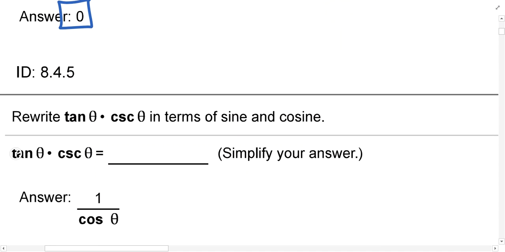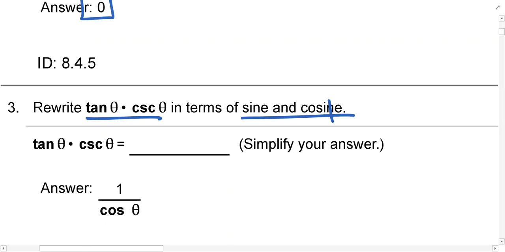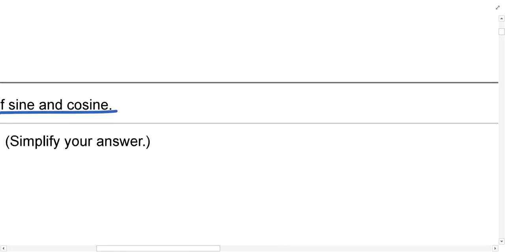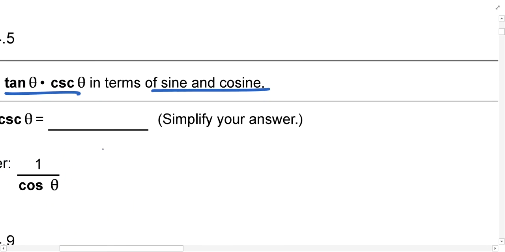Number 3, tangent times cosecant. And the instructions here are asking us to multiply these two. We're rewriting the result of tangent times cosecant, but they're also asking us to do this in terms of sine and cosine. So on paper, in a real-world situation, I might come up with a different answer than what the answer key here is suggesting, but we do have to keep in mind that the instructions are very clear on Math Excel, and they want our result in terms of sine and cosine.